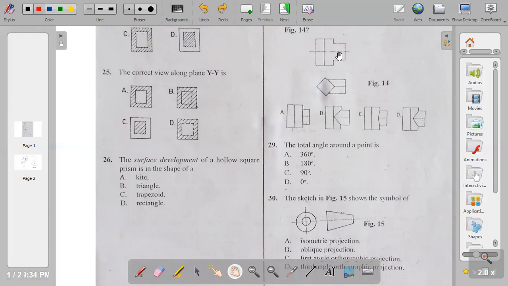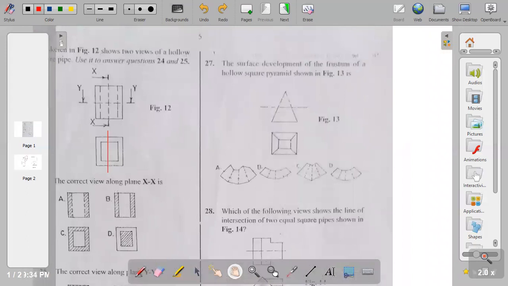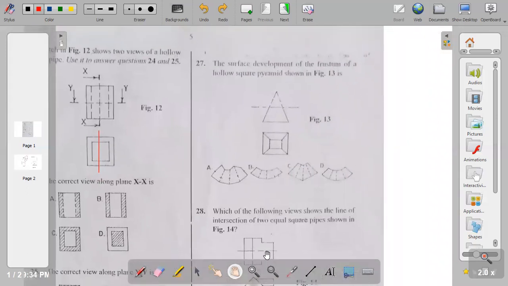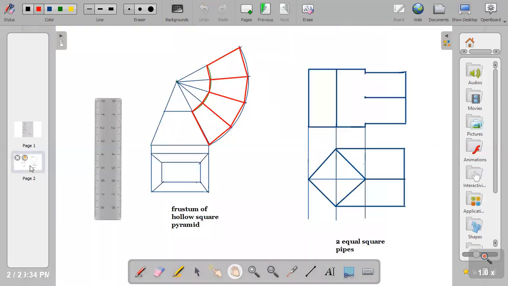So from there, we'll move on to question 27. The surface development of the frustum of a hollow square pyramid shown in figure 13. This figure 13 is, now look at the square pyramid. Now, when you want to develop the frustum, the frustum is the part that remains after you have truncated, after you have removed a portion. So this is the line that shows the parts that you have removed. So this is the frustum. Now, how will the development look like? So I have a small sketch here to show the development. Now, this is the pyramid, and this is the plan in section.